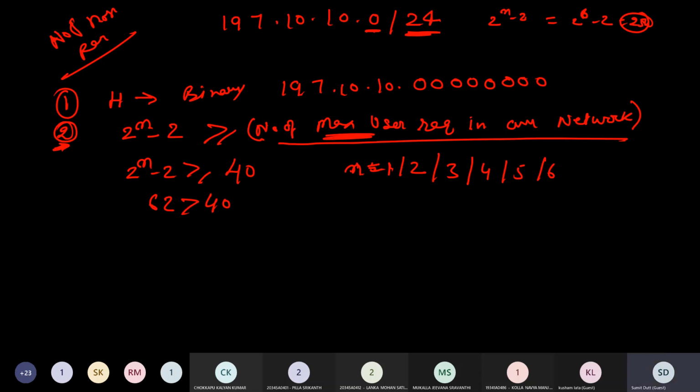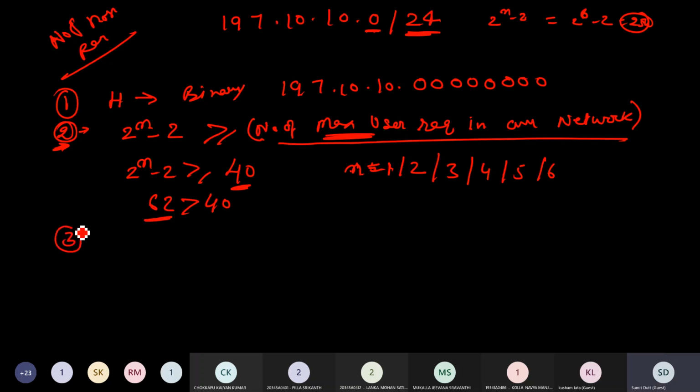So it means as per this criteria, although I need 40 users, in my subnet network 1 there will be minimum 62 users. Right? Okay, I will explain you later once I complete this.